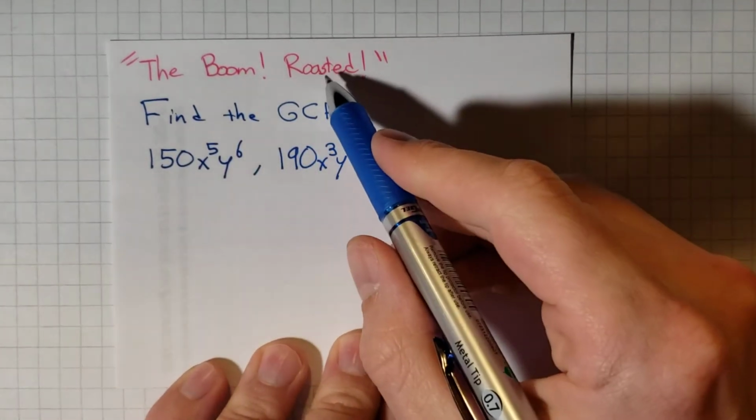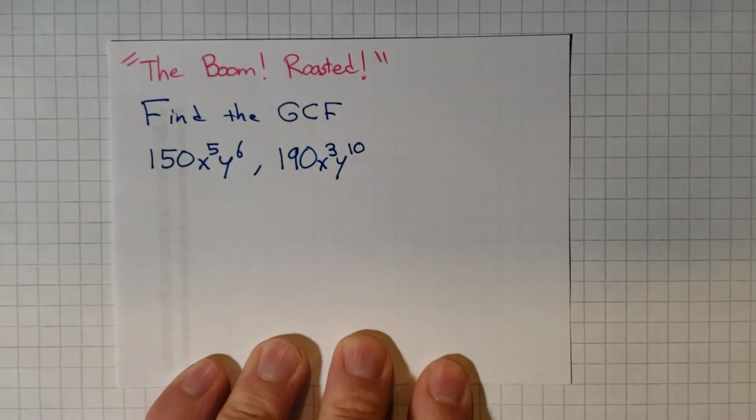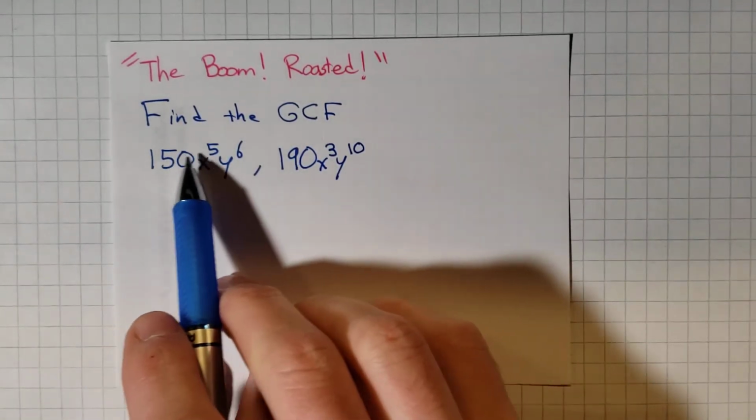I got that one from Hadley and Brinley. They say that all the time, even when they don't really roast each other. They're like, hey, Hadley, look, your shoes are untied. Boom, roasted. Ha ha ha. It's pretty funny, though.